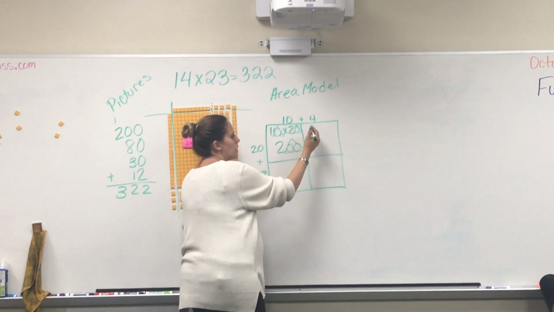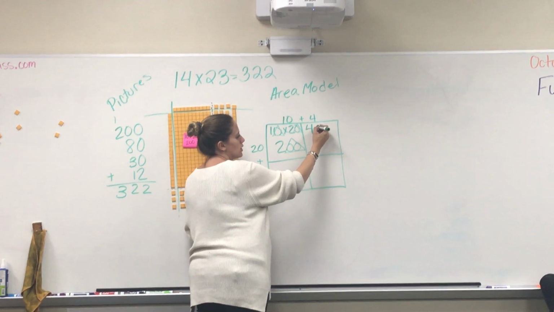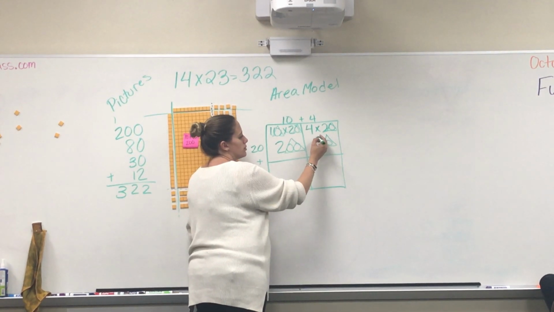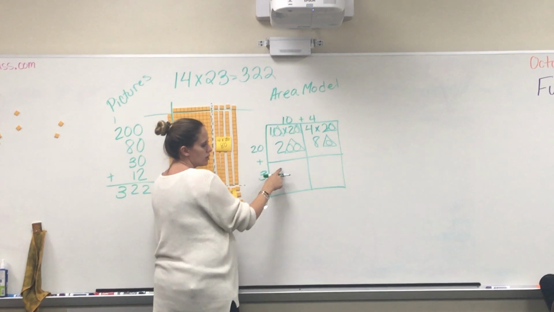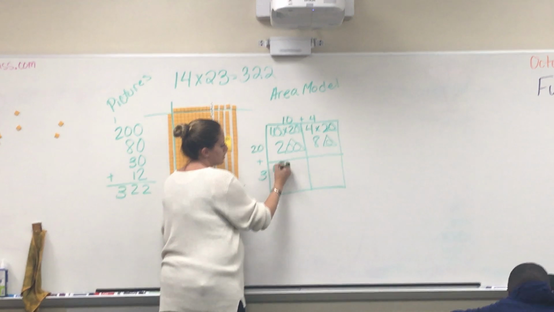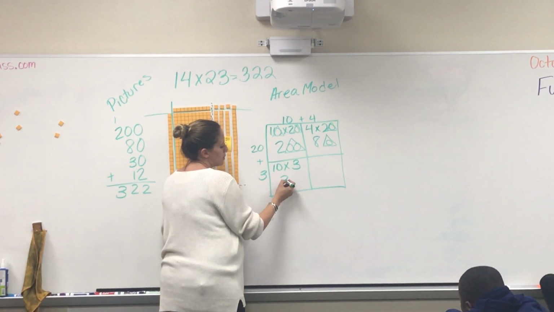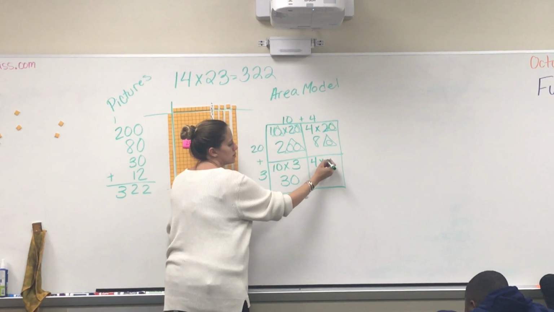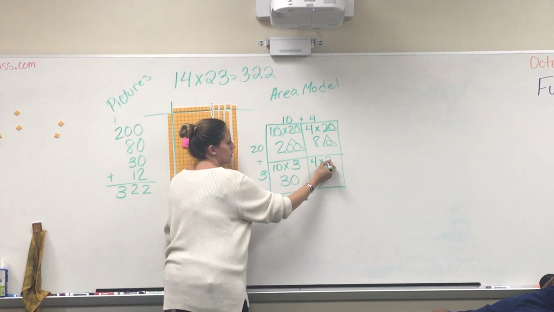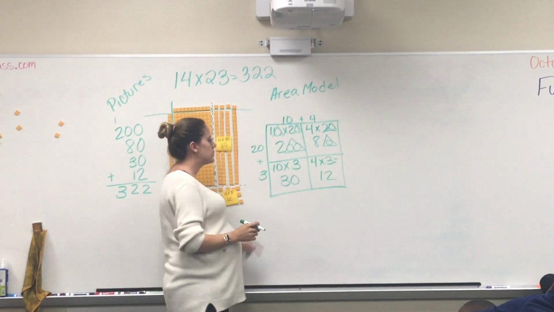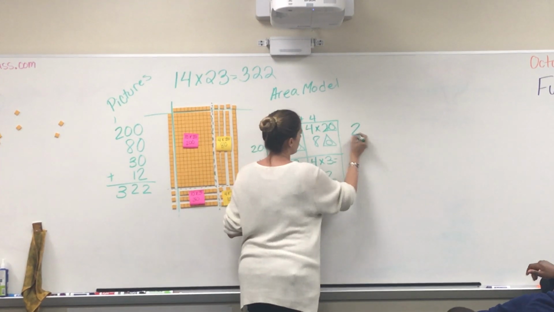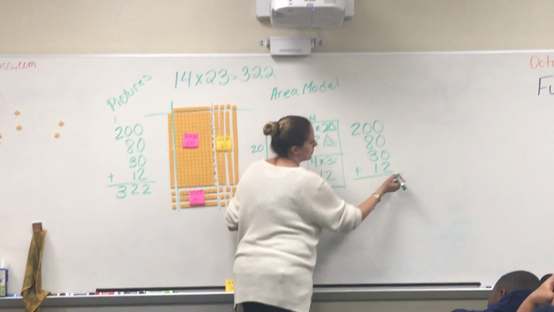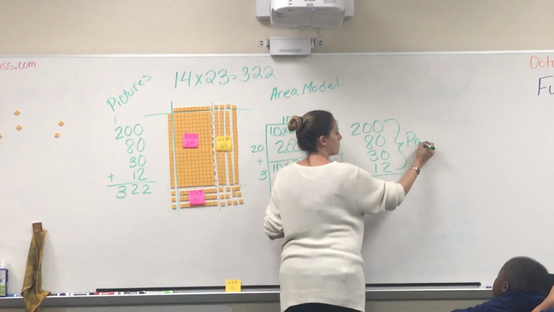In this next box, what do I multiply? 4 times 20. What's 4 times 2? 8. This next box, what number's on top? Times what number's down the side? What's 10 times 3? 30. What number is on top of my last box? 4. 4 times 3. What's on the side? 3. 4 times 3 is 12. What do I need to do with 280, 30, and 12? Add all the numbers to get the total. Add them up. What did I call those numbers? Part... partial products.